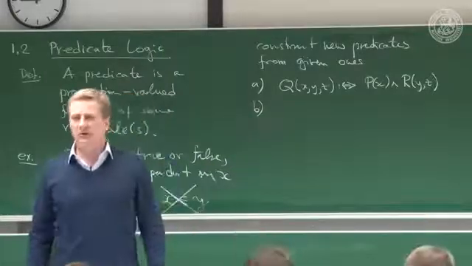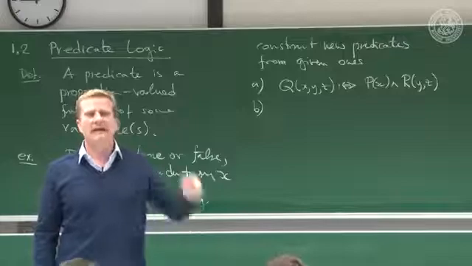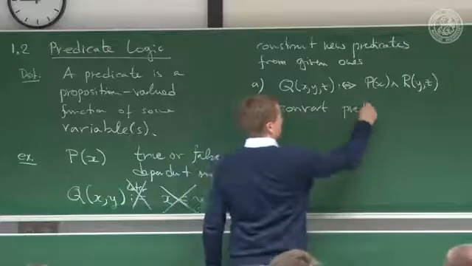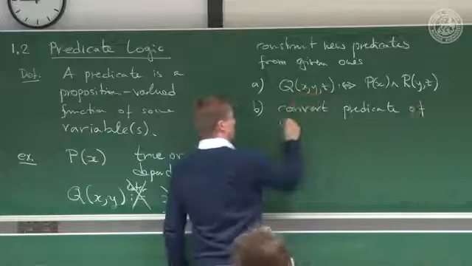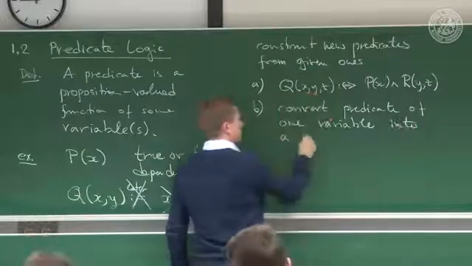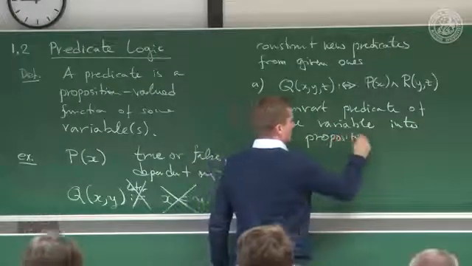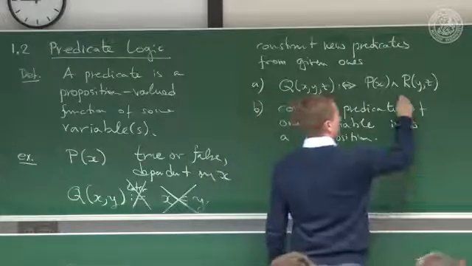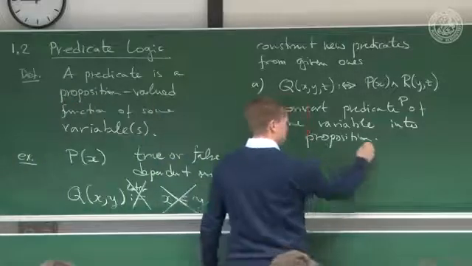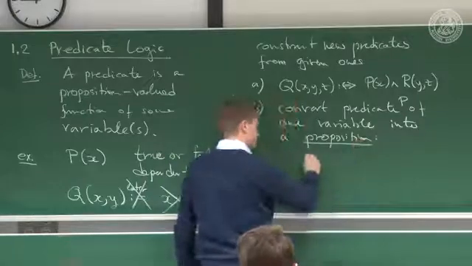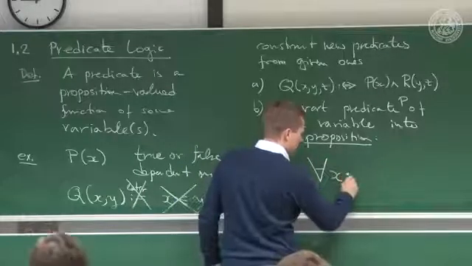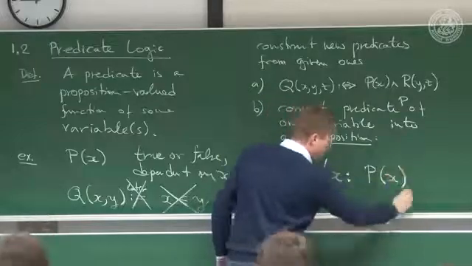You can actually convert a predicate of one variable, and this can of course be extended, into a proposition. So let's call this predicate P, capital P, of one variable. Let's write down the proposition. Which proposition? The proposition is this: funny upside down A, x colon P of x.